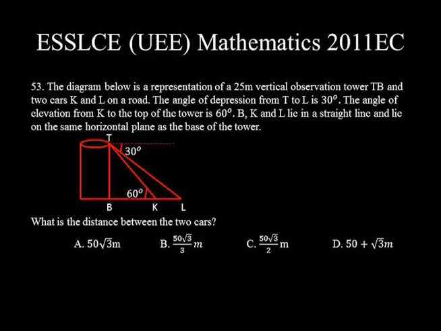Question number 53. The diagram below is a representation of a 25 meter vertical observation tower, TB, and two cars, K and L, on a road. The angle of depression from T to L is 30 degrees. The angle of elevation from K to the top of the tower is 60 degrees. B, K, and L lie in a straight line and lie on the same horizontal plane as the base of the tower. What is the distance between the two cars?